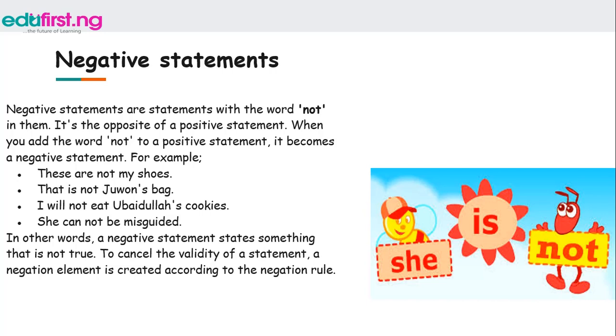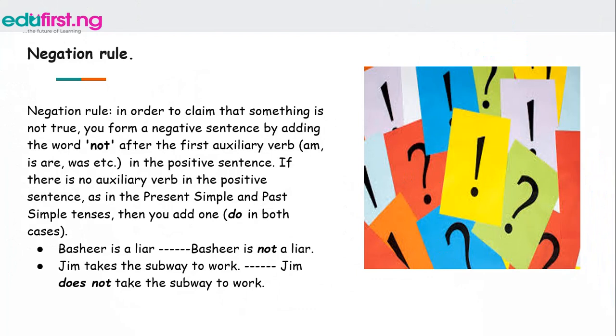A negation element is created according to the negation rule. So the negation rule: in order to claim that something is not true, you form a negative sentence by adding the word not after the first auxiliary verb in the positive sentence. If there is no auxiliary verb in the sentence, as in the present simple tense and past simple tense, then you add one on your own.